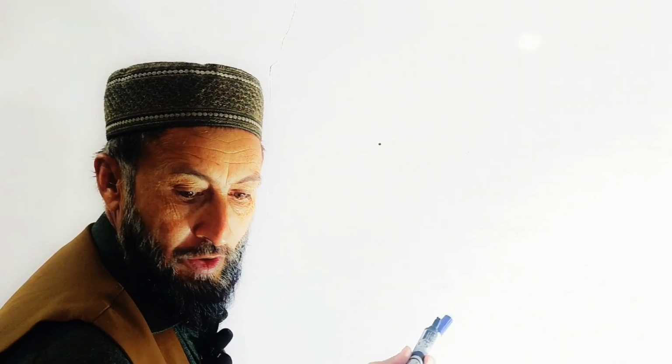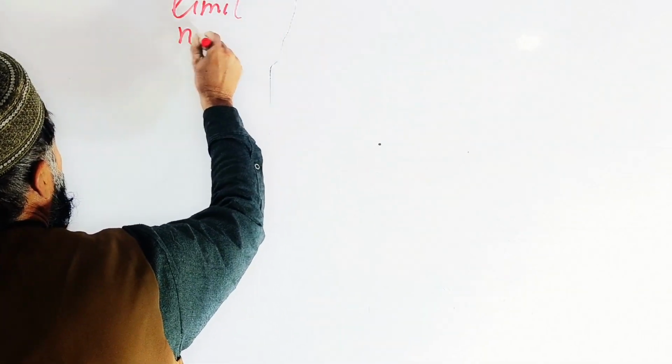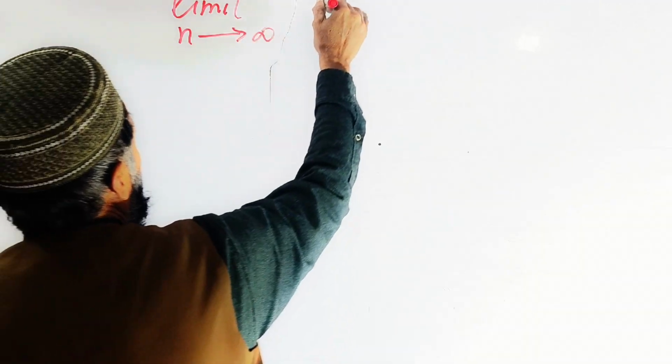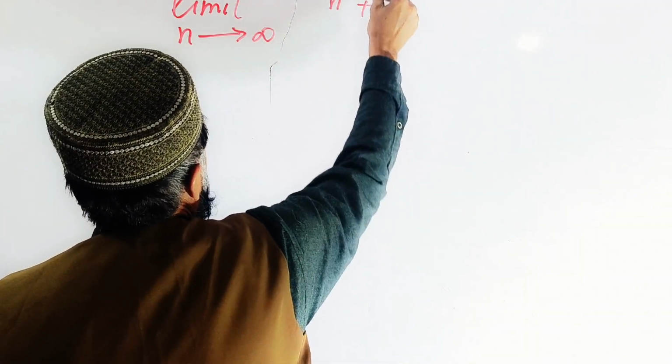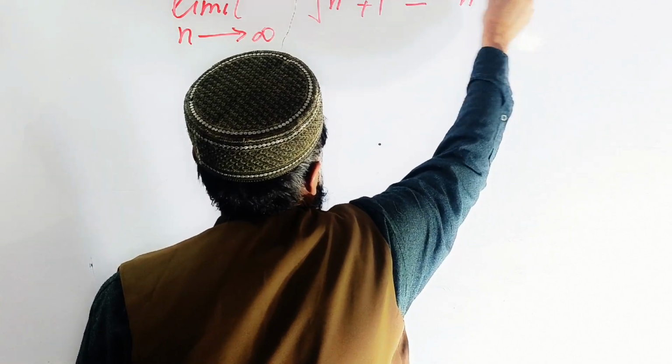So very interesting question, the limit of a sequence. How can we calculate the limit as n tends to infinity of the square root of n squared plus 1 minus the square root of n squared minus 1?